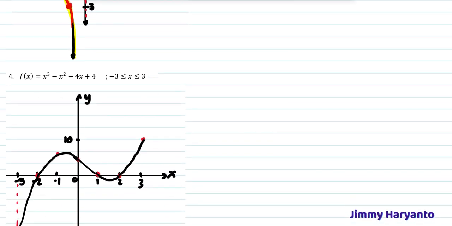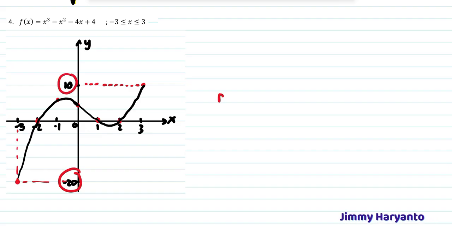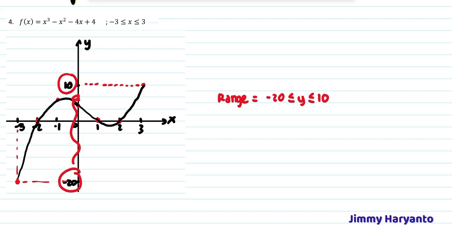There you go. And then for the last question, we can see the range directly because we already have all of the values. The lowest is negative 20 and the highest is 10. That means the range will vary from negative 20 until 10, so negative 20 less than or equal to y less than or equal to 10. For the domain itself, it will be negative 3 less than or equal to x less than or equal to 3. So this is how you determine the domain and range of a function.